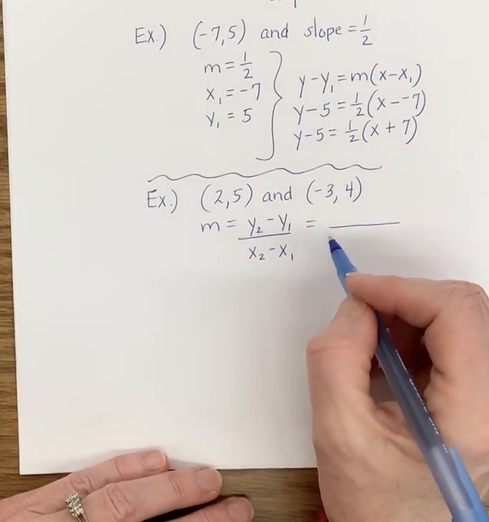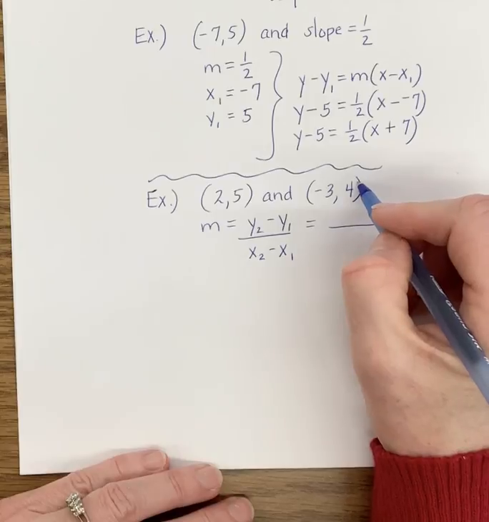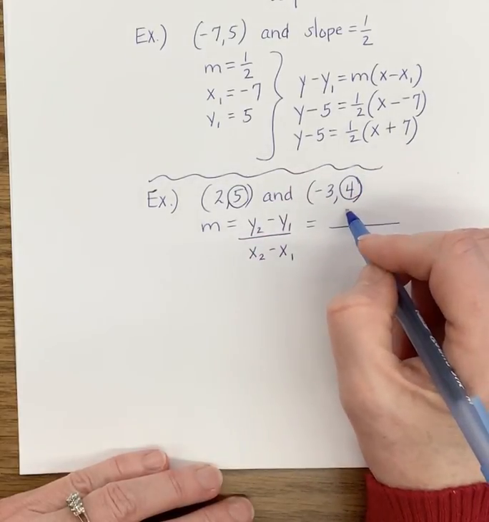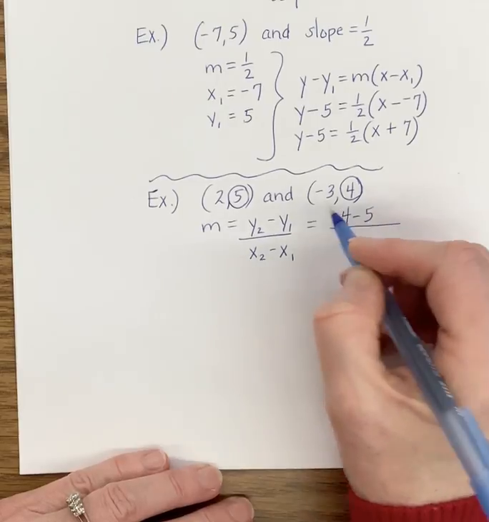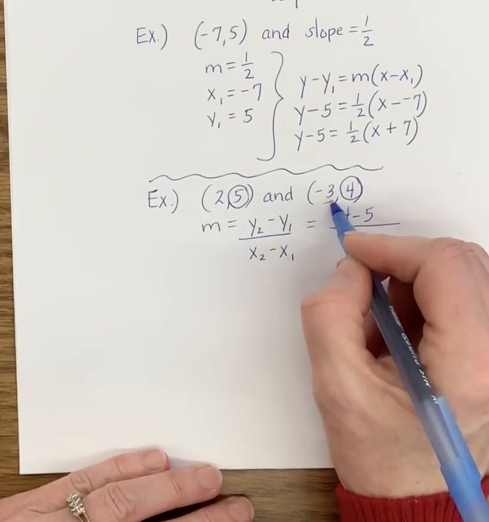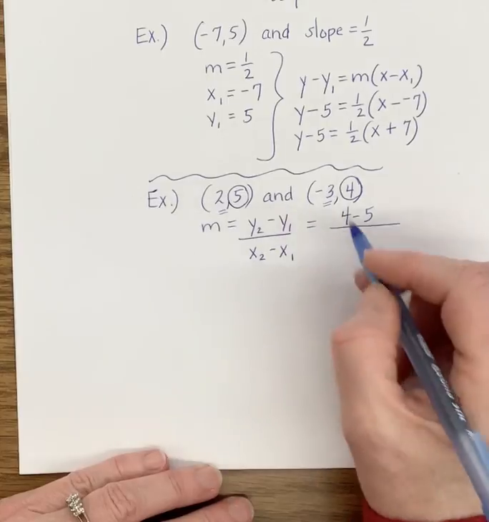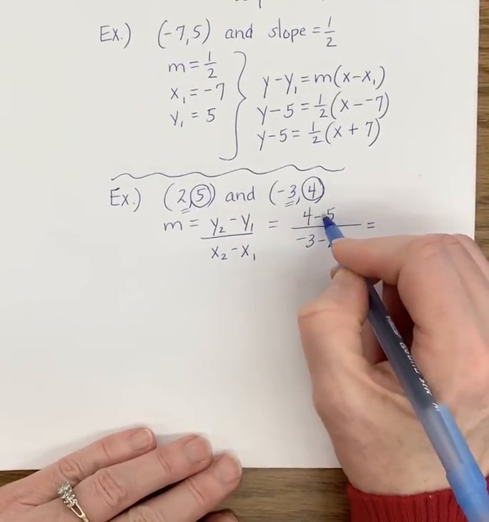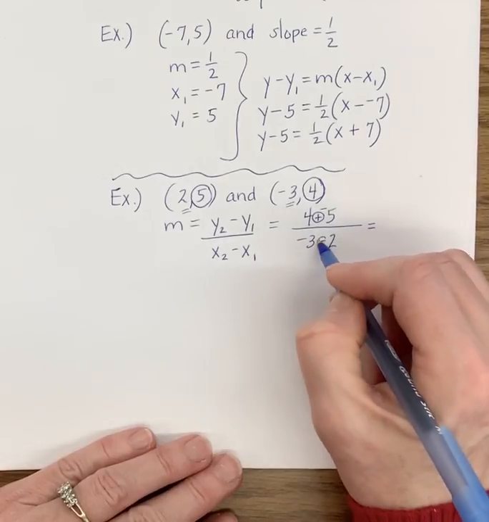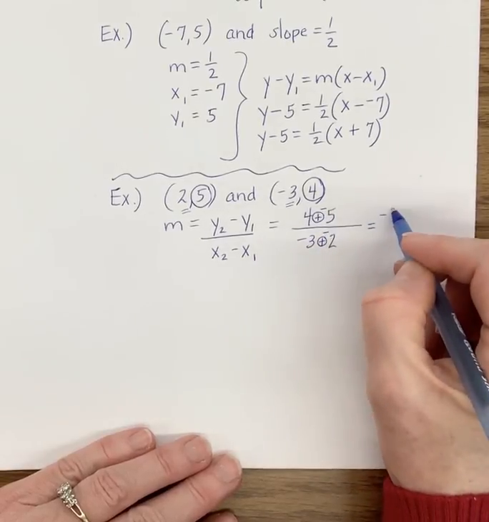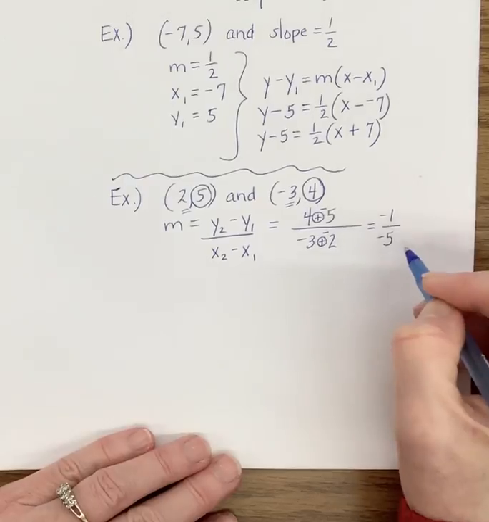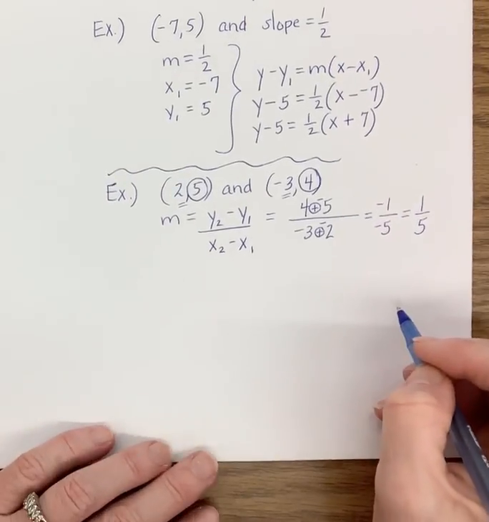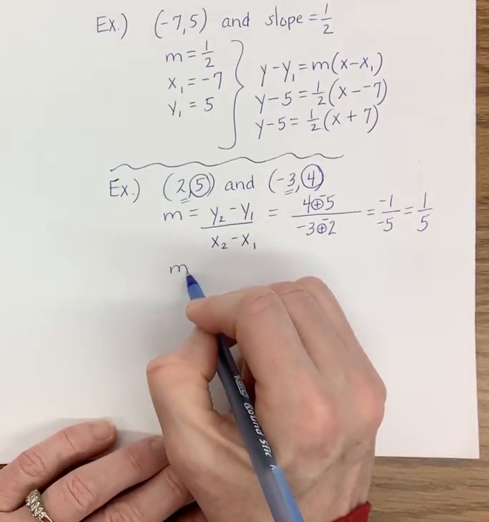I'm going to subtract my y values in the numerator, which would be 4 and 5. So let's do 4 minus 5, and then in the denominator, our x values, -3 minus 2. If we change our subtraction to plus the opposite, we get -1 over -5. Two negatives make a positive, so our slope is 1/5. We know our slope is 1/5.